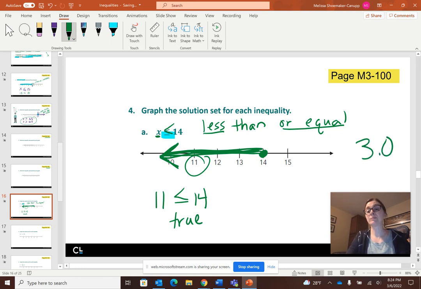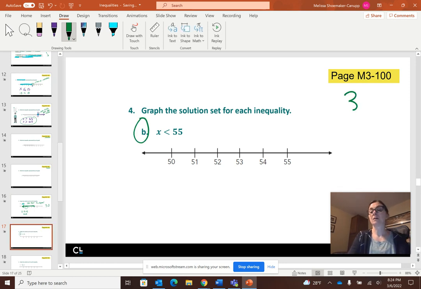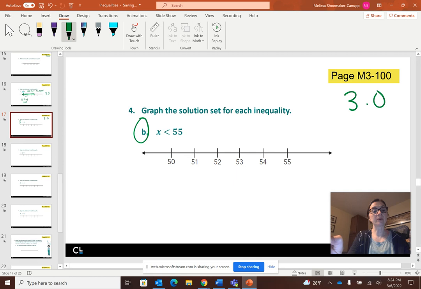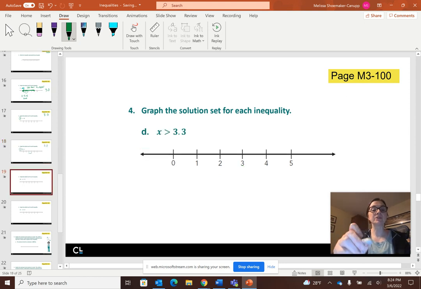Now, this is a 3.0, friends. You're already there at the target. So you're going to try 4B. That's a 3.0. We're already there. And 2.5, remember that's just halfway between 2 and 3. Halfway between 2 and 3. That's at a level 3.0 again. You're trying these on your own.